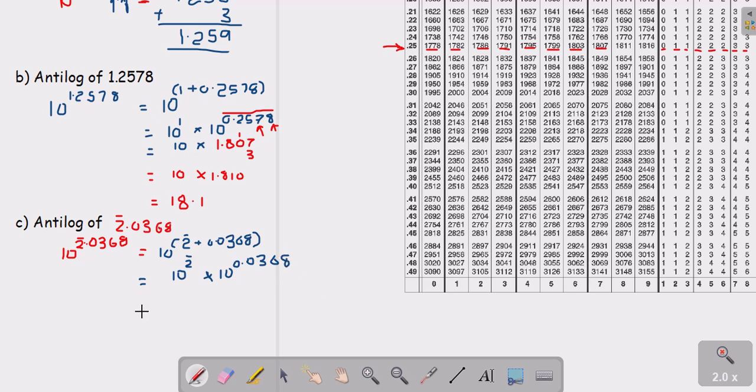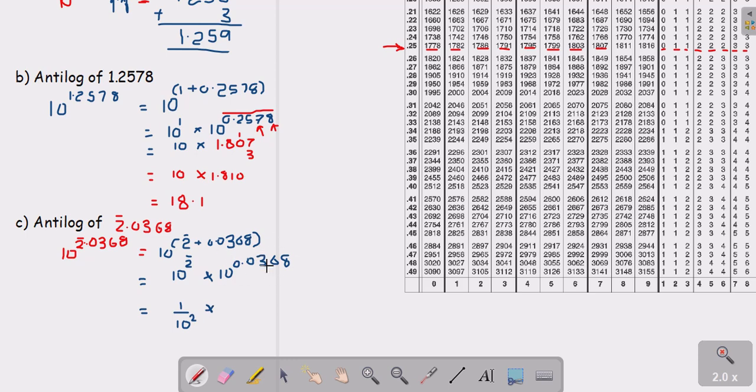Okay, so then you remember very well that from indices there was a way of making this power. If that power is not positive, then you can take the reciprocal. That is 1 over 10, and the power now becomes positive on that 10. Then the other part we have to just read the antilog of that fraction part, or of that decimal part.